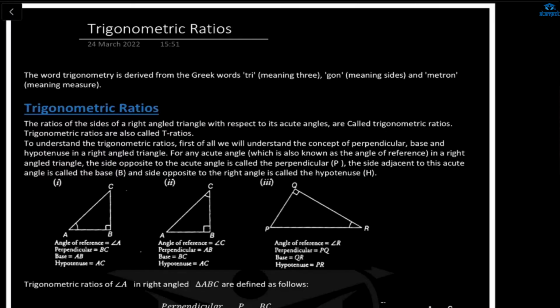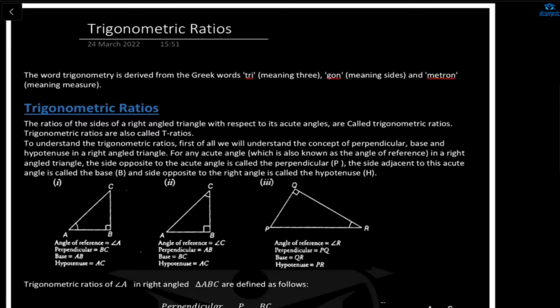So what are trigonometric ratios? First of all, what is trigonometry? Trigonometry means three-sided measurement. Now, what do you mean by trigonometric ratio? The ratios of the sides of a right angle triangle with respect to its acute angle are called trigonometric ratios. And for trigonometric ratios, the triangle should be a right angle triangle. That is a must condition.